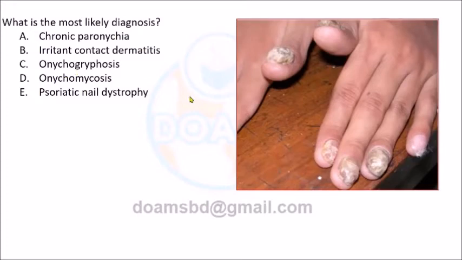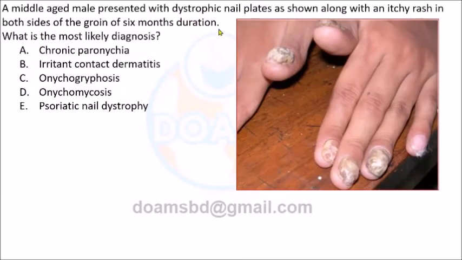Onychodystrophy. Okay, suppose onychodystrophy. Somebody will say it could be a fungal infection, that is onychomycosis. Somebody will think it could even be psoriasis, or peritoneal dystrophy. But what will be the best answer now? Then you decide from there. Go to the text, then decide from there. Identify the keywords.